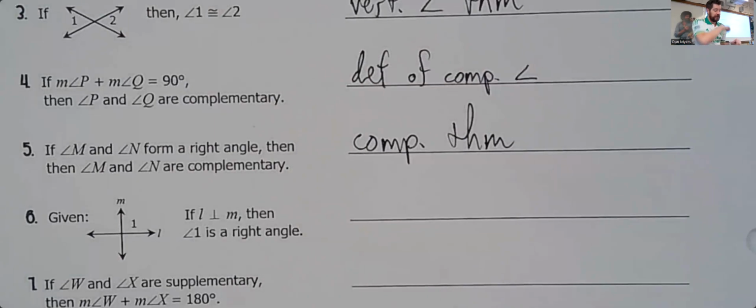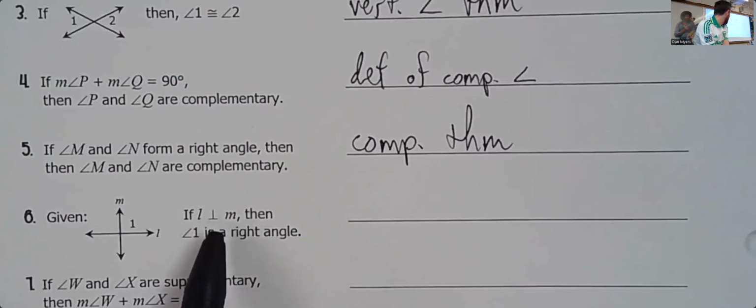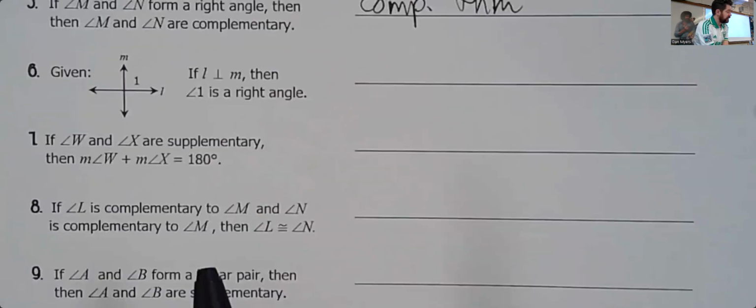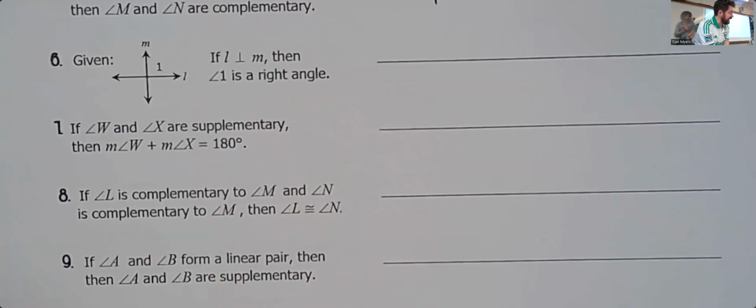All right, next one. So if line L is perpendicular, that's what this upside down capital T means, line L is perpendicular to line M, then angle 1 is a right angle.